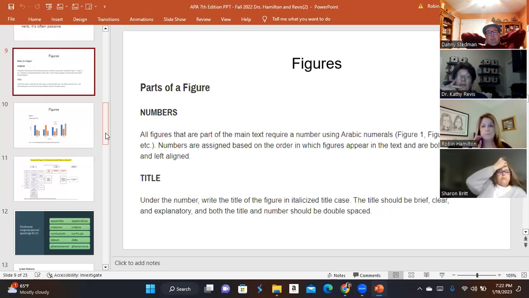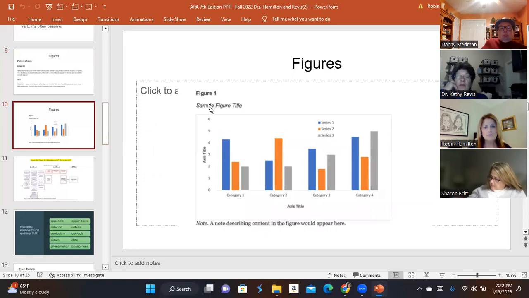So under the number, figure 1, you're going to write the title of the figure. Each figure must have a title, and that title is going to be written in italics. The title should just be a brief, clear little synopsis of, hey, this is what you're looking at right here. Here's an example of a figure.